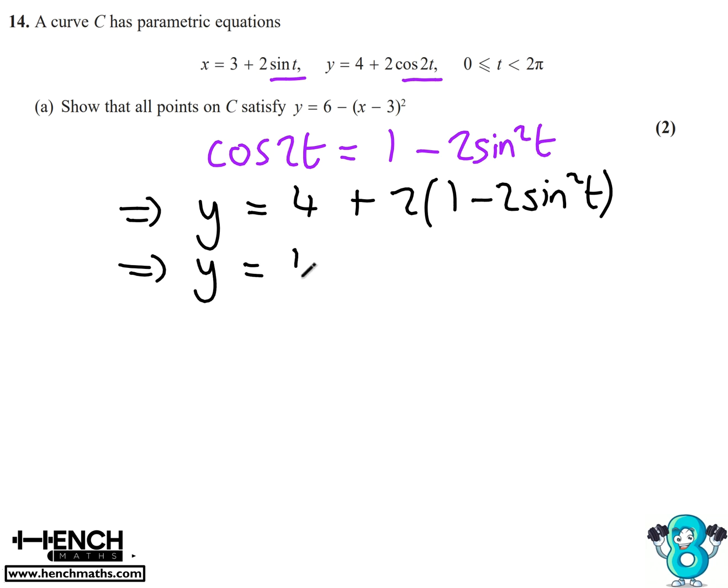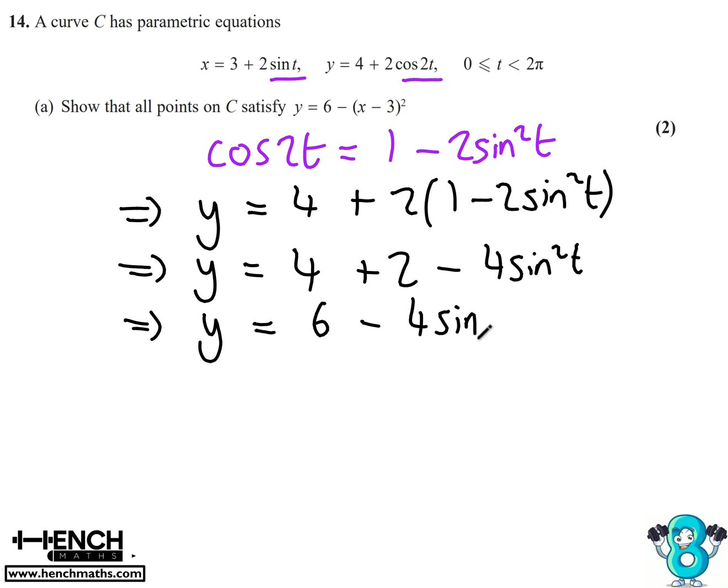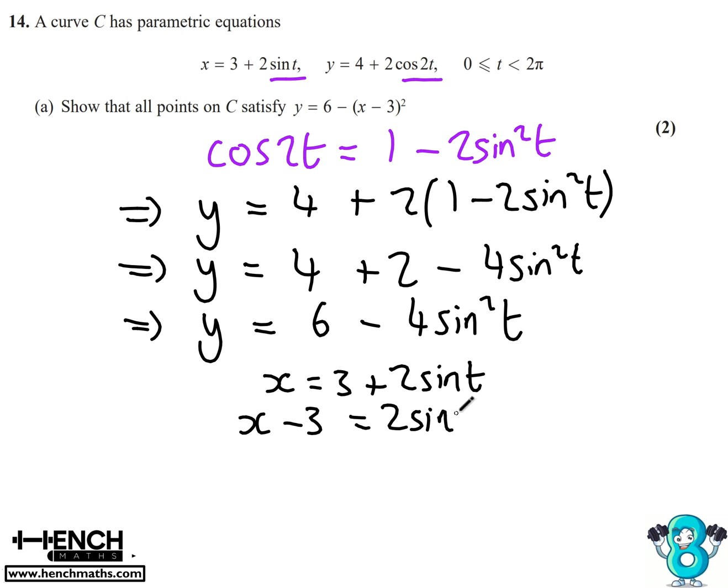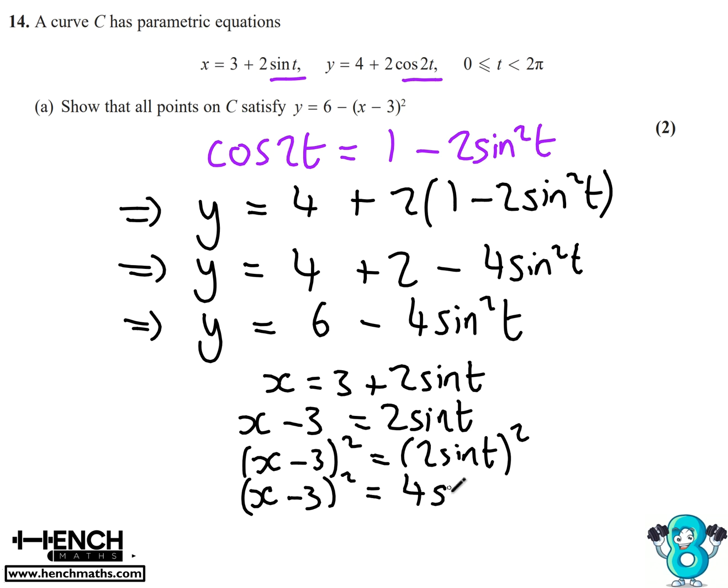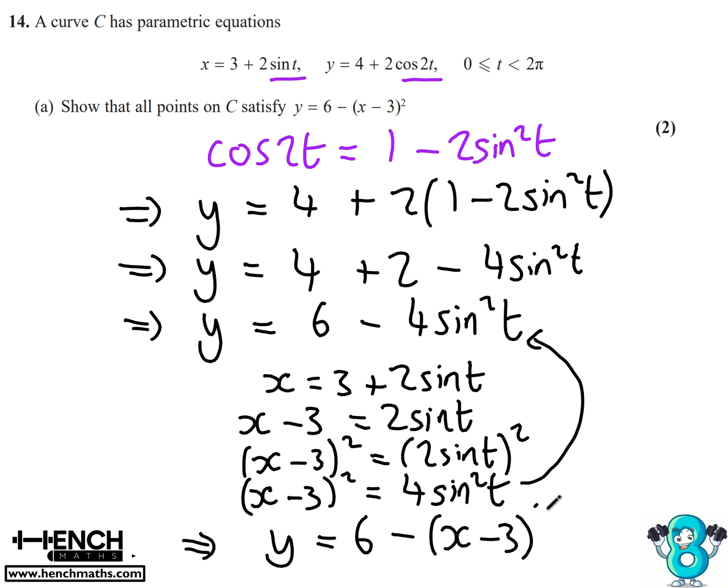We simplify that, multiplying out our brackets, and we get y equals 4 plus 2 minus 4 sin squared t, so y equals 6 minus 4 sin squared t. Now if we look at the equation for x, x is equal to 3 plus 2 sin t. If we make 2 sin t the subject, x minus 3 is equal to 2 sin t. Now if I square everything, (x minus 3) squared would equal (2 sin t) squared, and thus (x minus 3) squared is equal to 4 sin squared t. And that is what we've got here. So this all implies that y is equal to 6 minus (x minus 3) squared.